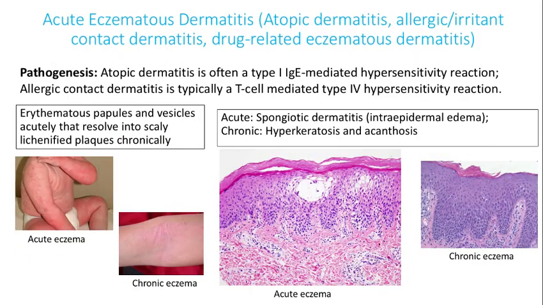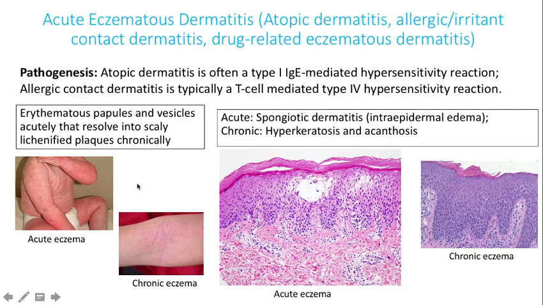Next, we're going to talk about a condition called acute eczematous dermatitis. So this is a general term which encompasses a lot of different clinical diseases. So atopic dermatitis, which we commonly call eczema, allergic contact dermatitis, like what you see in reaction to poison ivy, for example, irritant contact dermatitis, and drug-related forms of eczema. All of these present in a very similar way under the microscope, but have very different clinical appearances.